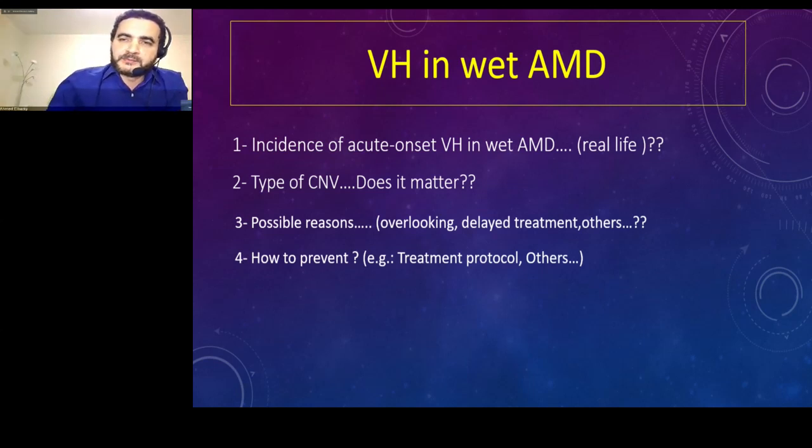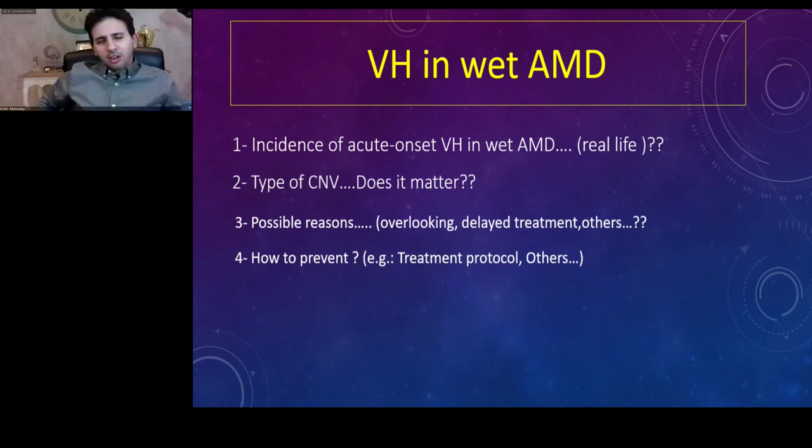Typically, those cases are treated by laser because they follow the MPS protocol, the macular photocoagulation study, and you typically laser those cases, and they do well typically. But the problem is they don't present to you. That's why they only come when they have the complication.